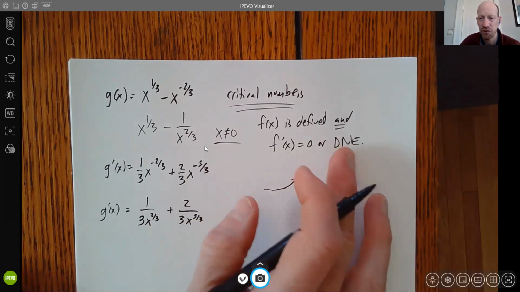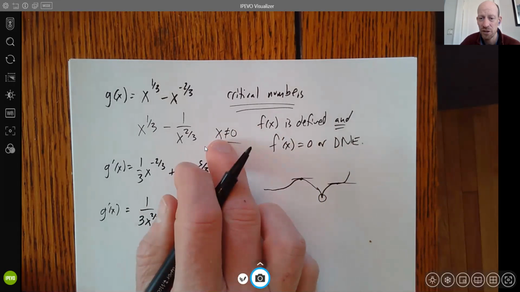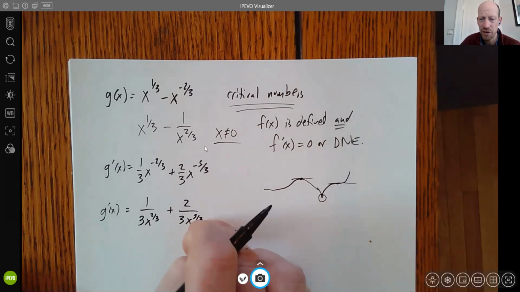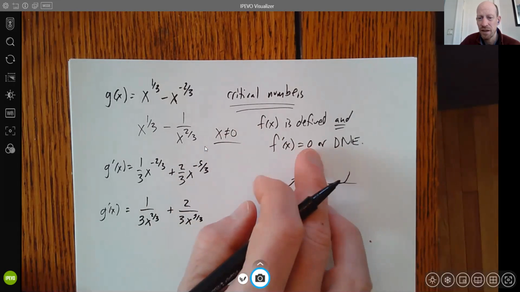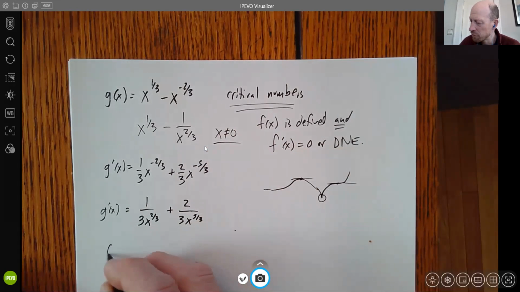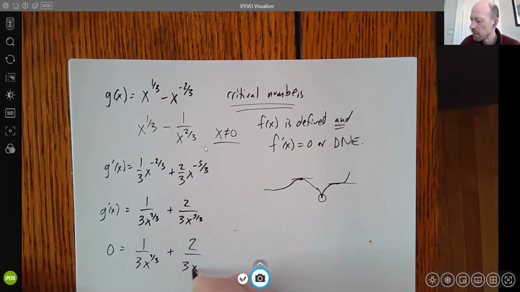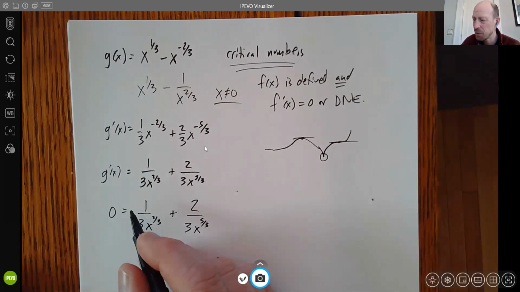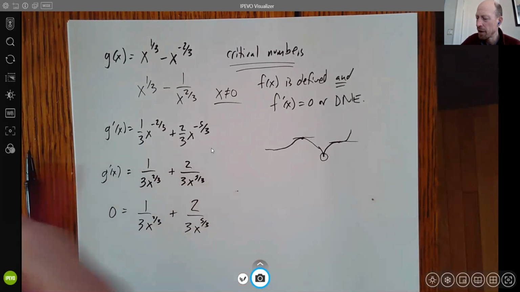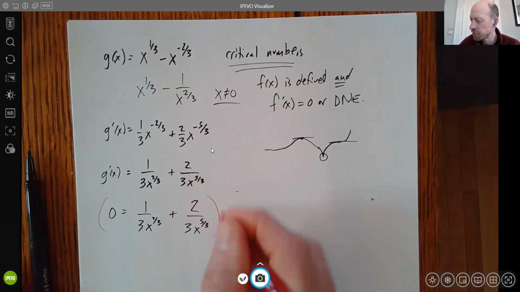So my routine is to say, what's the domain of the function? Take the derivative. What's the domain of the derivative? And then finally, where is the derivative equal to 0? There are some standard equation solving techniques, and one of those is anytime you have fractions and something equal to 0, just multiply through to clear out the fractions.